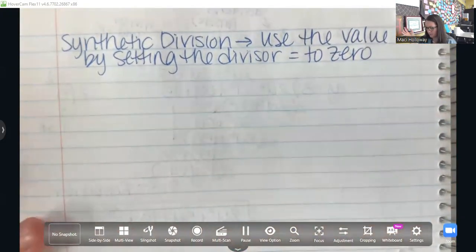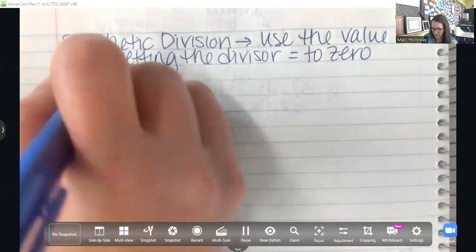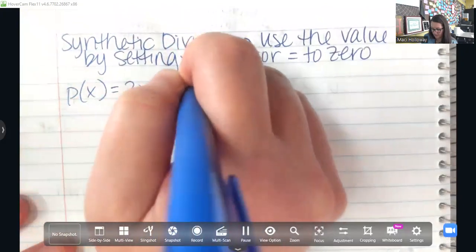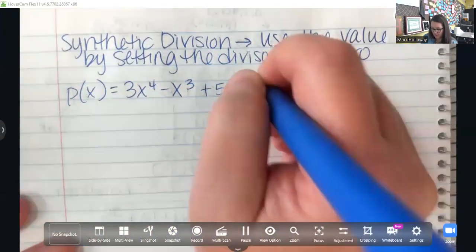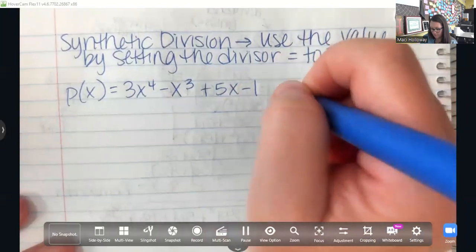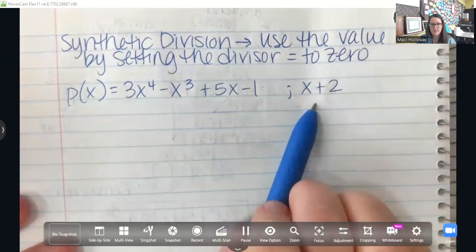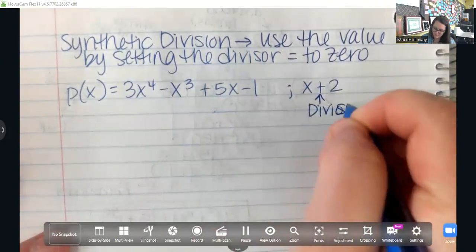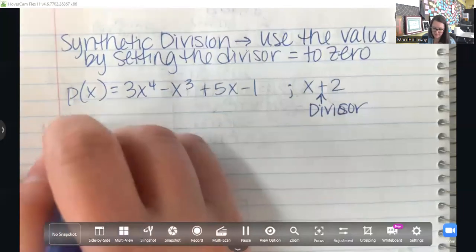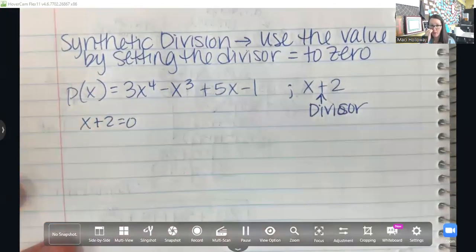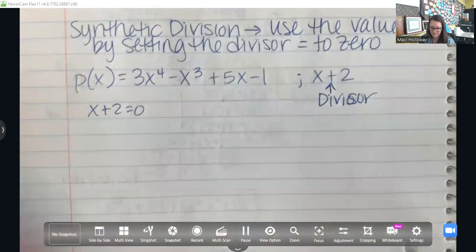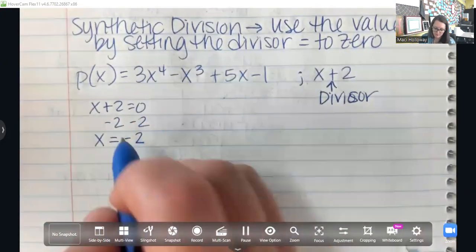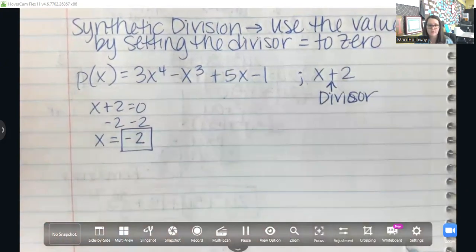So number 4 says P of x equals 3x to the 4th minus x to the 3rd plus 5x minus 1. And then we're looking at x plus 2. This is your divisor here. So we're going to say x plus 2 equals 0. What is the value of x? So we're solving for x first by subtracting 2. So we get x equals -2. So we're going to use this value as our divisor.